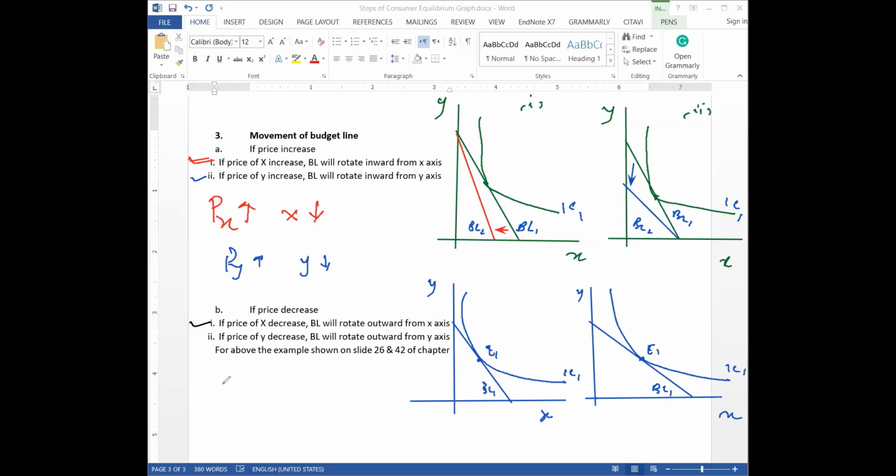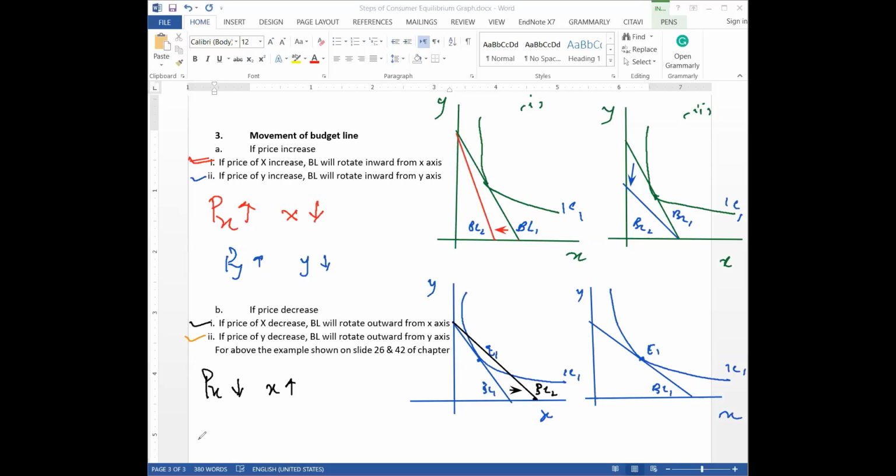Now we are drawing the case where the statement says that the price of X is decreasing. So what will happen? Price of X decreases, so X will increase. So we'll draw a new point outside. We take a straight line and join it. I will draw an arrow so that I can remember that it is going outward. So this new point is BL2.